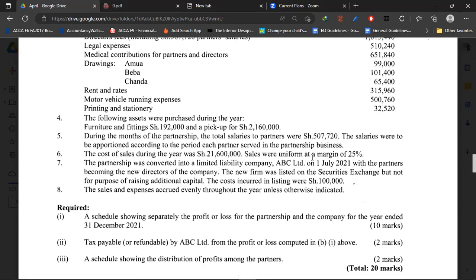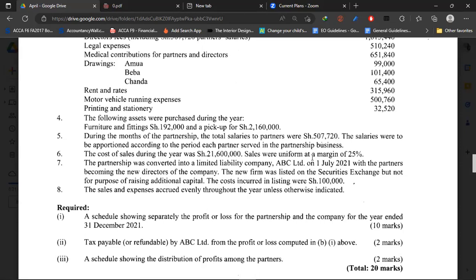7. The partnership was converted into a limited liability company, ABC Limited, on 1st July 2021, with the partners becoming the new directors of the company. The new firm was listed on the Securities Exchange, but not for the purpose of raising additional capital. The costs incurred in listing were 100,000 shillings. 8. The sales and expenses accrued evenly throughout the year unless otherwise stated.